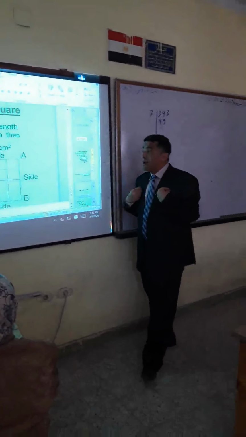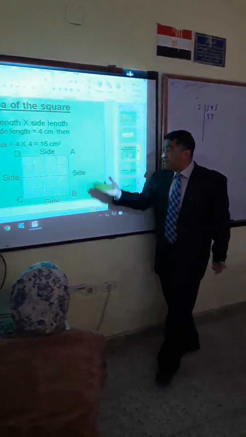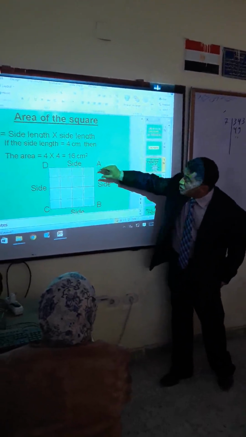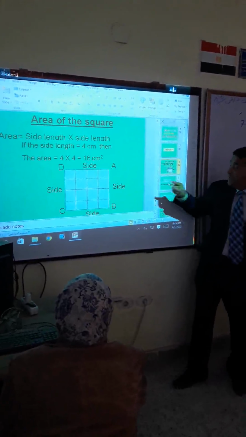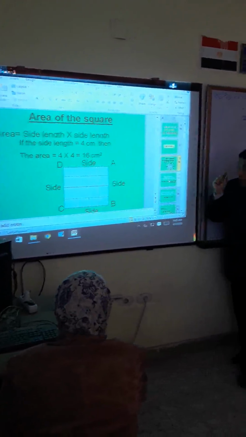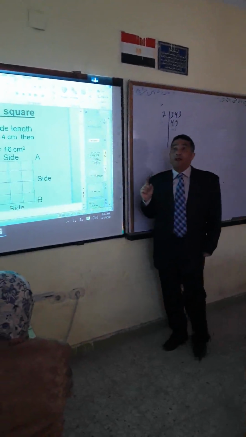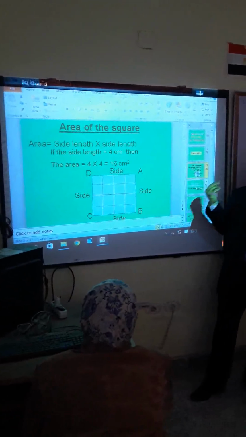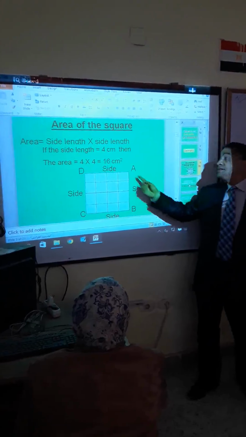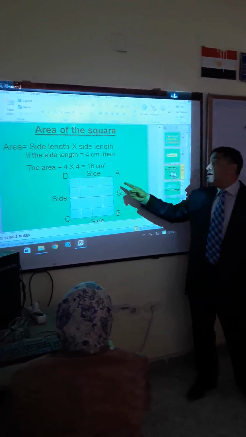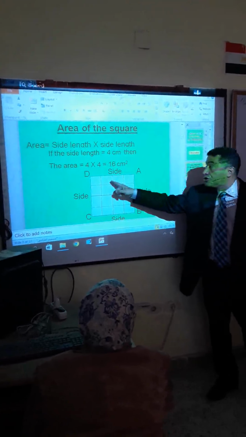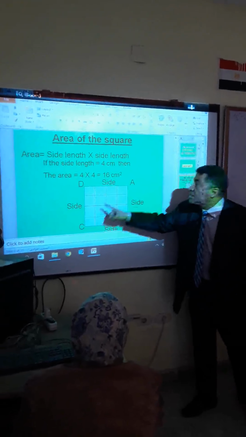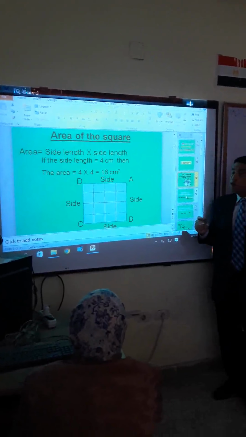We have another method. We divide the square into small squares. The side length of each is 1 centimeter. Then the area of each small square is 1 centimeter square. Area of a square is the number of small squares that the big square contains. The big square contains 1, 2, 3, 4, 5, 6, 7, 8, 9, 10, 11, 12, 13, 14, 15, 16. Area of a square, two methods.